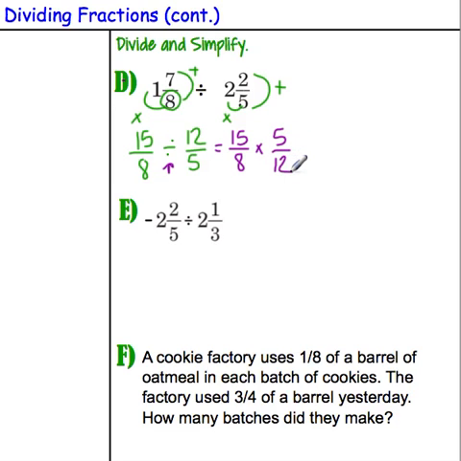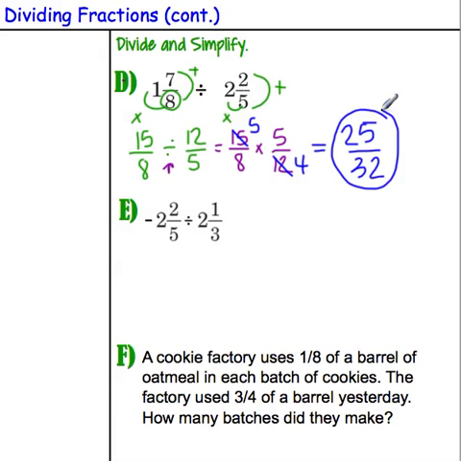And then when I look at this, I can see that 12 and 15 can both be divided by 3. 12 divided by 3 is 4. 15 divided by 3 is 5. So when I go ahead and multiply this across now, 5 times 5 is 25, and 8 times 4 is 32. Now because I simplified ahead of time, I know this is fully simplified. And it's a proper fraction, so I can just leave it.